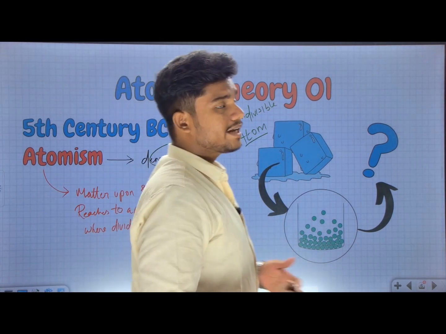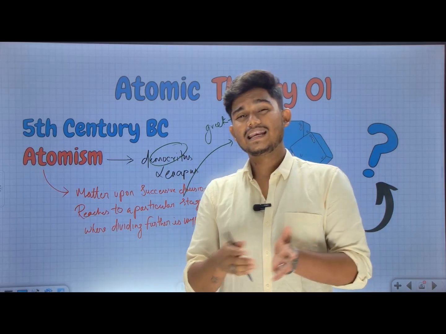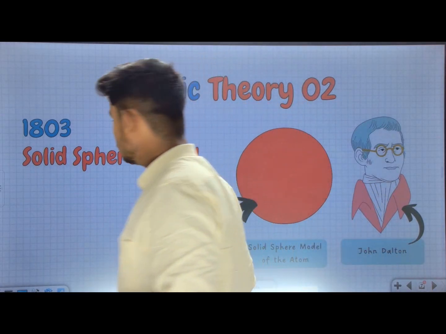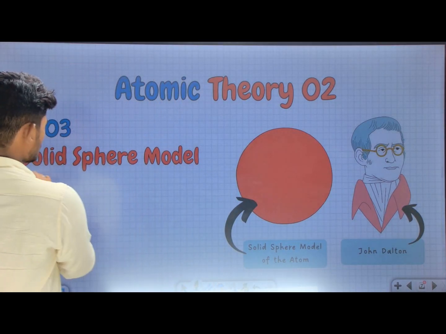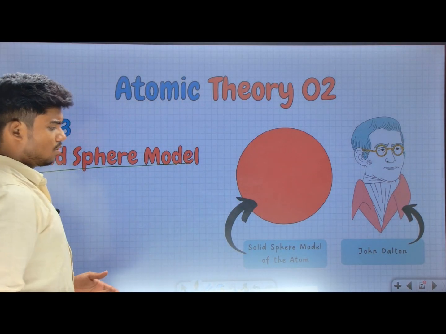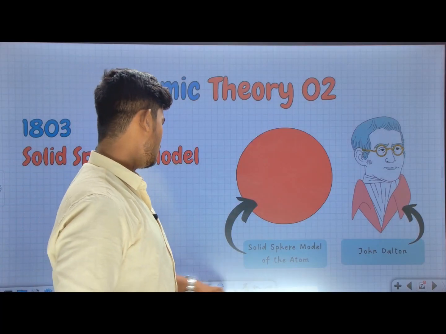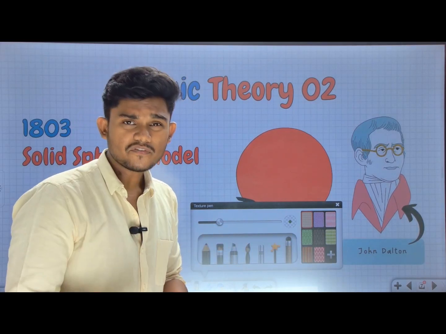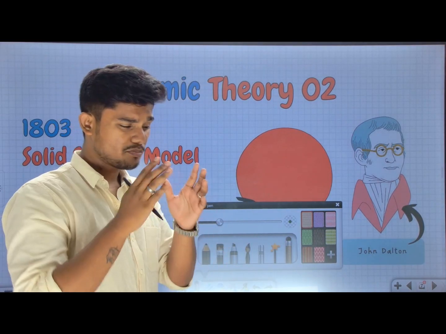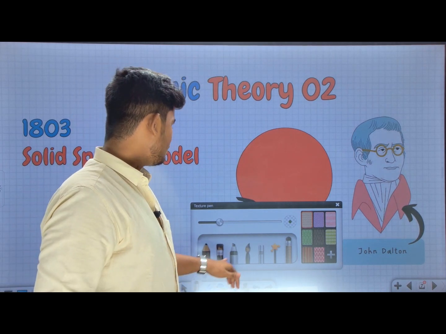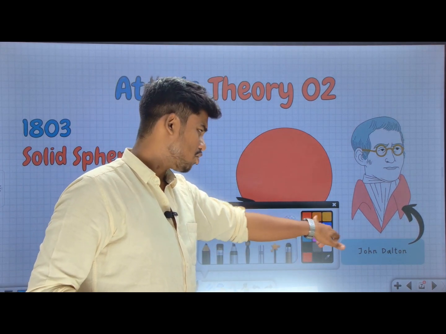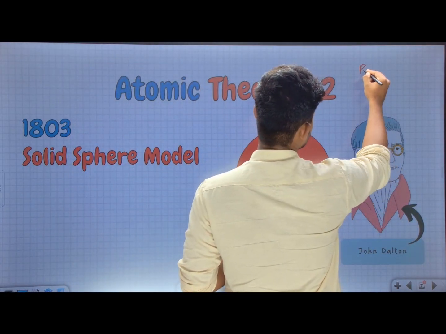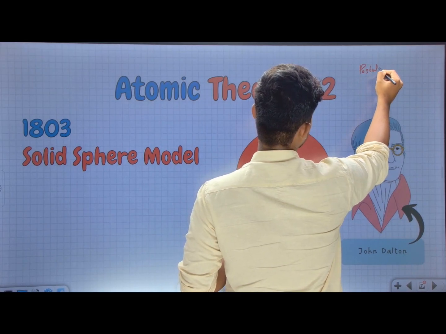So that was the theory of atomism, but later there was this legendary person named Sir John Dalton who proposed the solid sphere model. What exactly Sir John Dalton did was he carried out some set of experiments. He proposed some important postulates, and you might be wondering what exactly are postulates and why did John Dalton propose postulates. So first, understanding the definition of postulates.